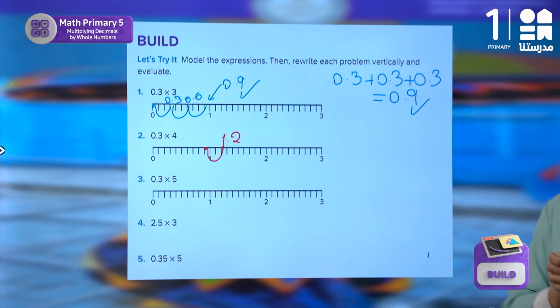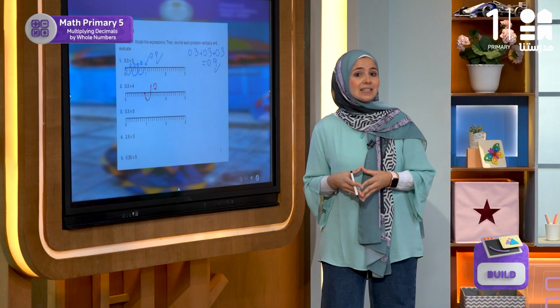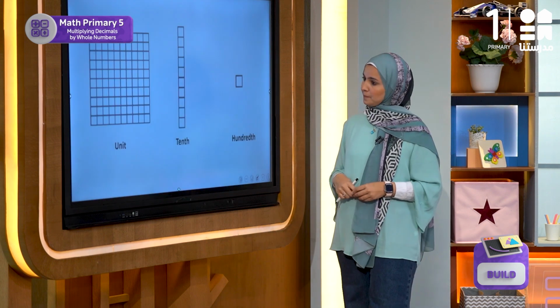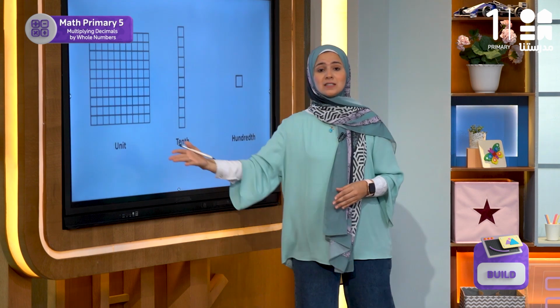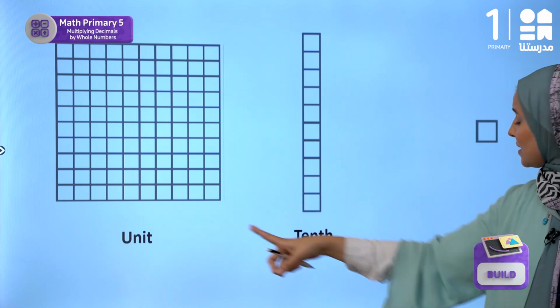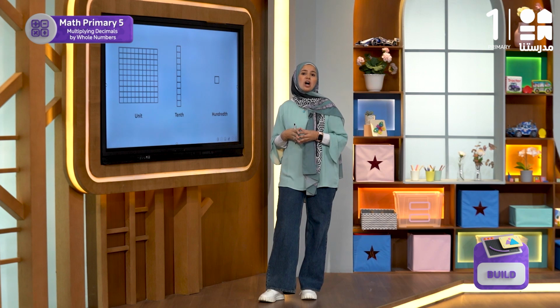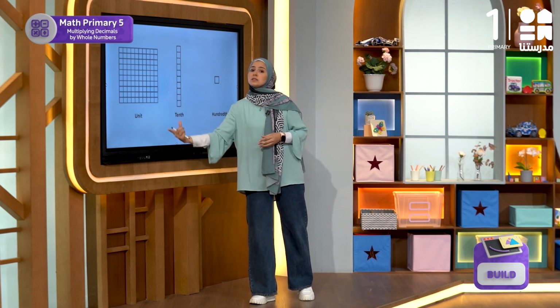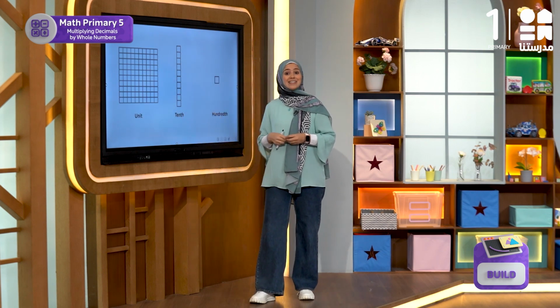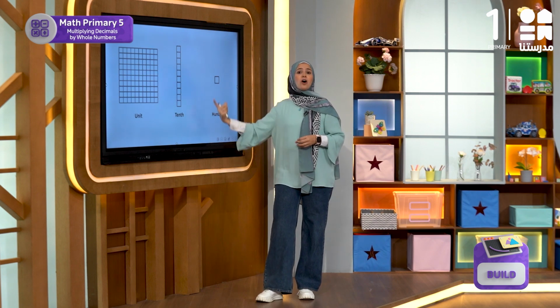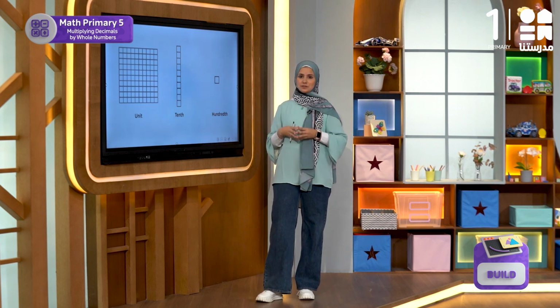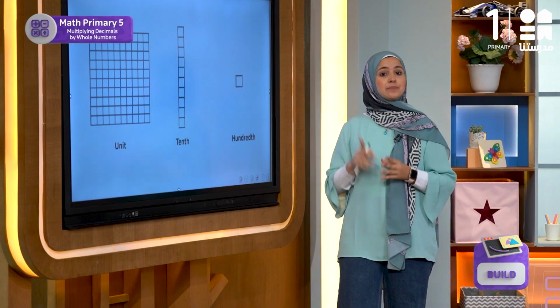Now let's think about it through using the base 10 blocks and flats. So let's check. Don't forget, this is the unit, this is the tenth, and this is the hundredth. The flats here are represented by ones. The rods are represented by tenths, and the unit cubes represent what? Hundredths. As we can see.